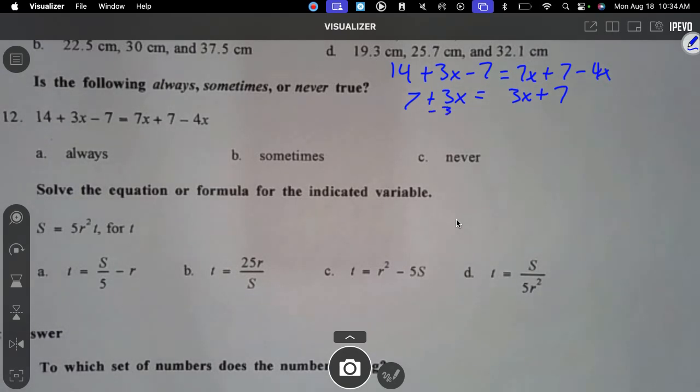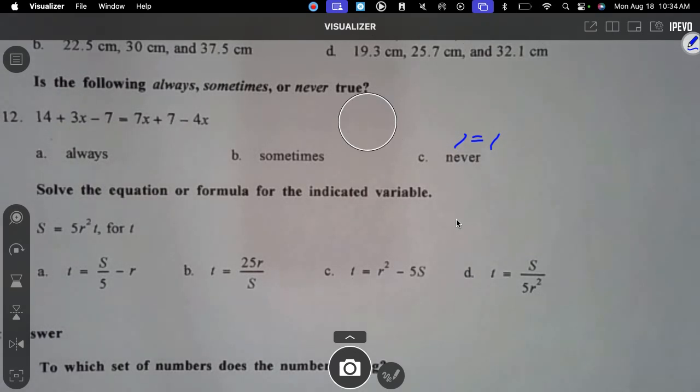I would subtract my 3x. So I get, those cancel, 7 equals 7. Is that true? Yeah, so it's always true. That one's not on there, thank goodness, but I wanted to go over that one. What if it said 7 equals 5? Never true. When is it sometimes true? If you got x equals 2, sometimes that's true.